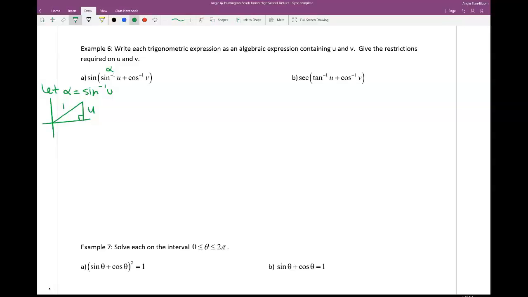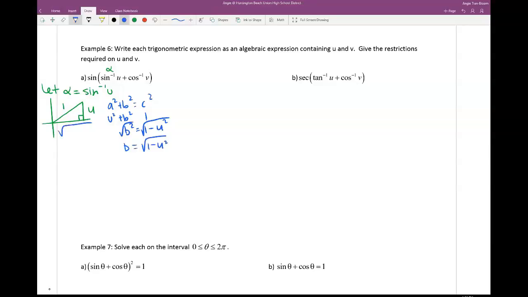So it's going to be a squared plus b squared equals c squared. Well, c squared is 1. A squared is, let's say, u squared plus b squared. So I'm going to solve for b. So b squared equals 1 minus u squared, square root. So as you can see, b is square root of 1 minus u squared.